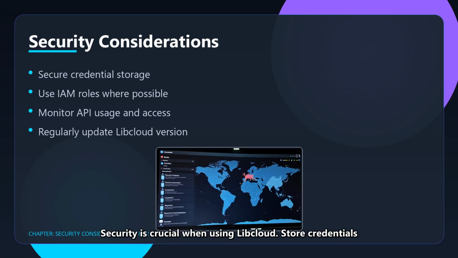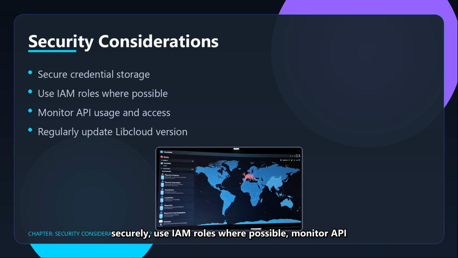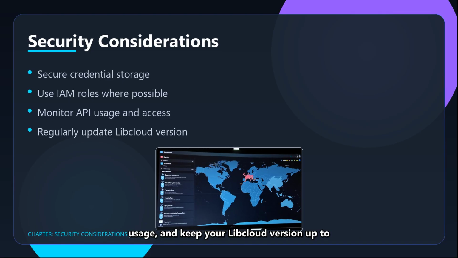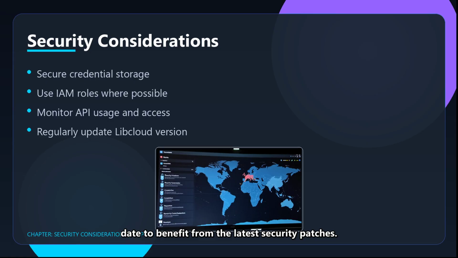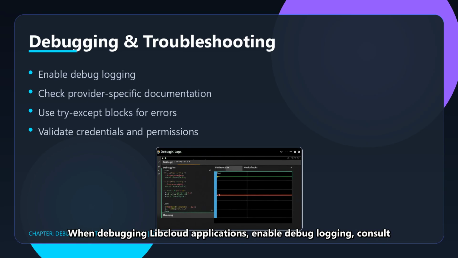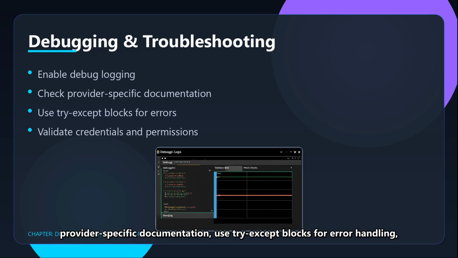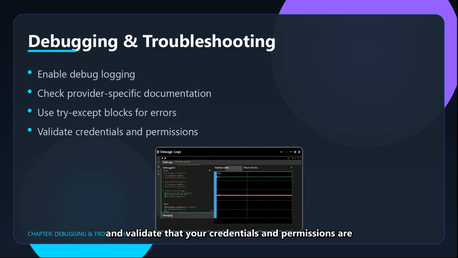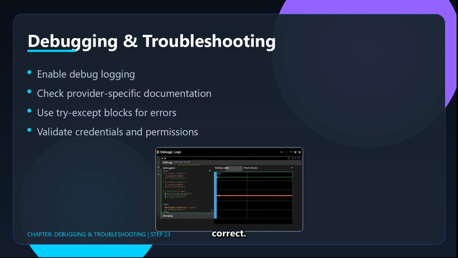Security is crucial when using Libcloud. Store credentials securely, use IAM roles where possible, monitor API usage, and keep your Libcloud version up to date to benefit from the latest security patches. When debugging Libcloud applications, enable debug logging, consult provider-specific documentation, use try-except blocks for error handling, and validate that your credentials and permissions are correct.